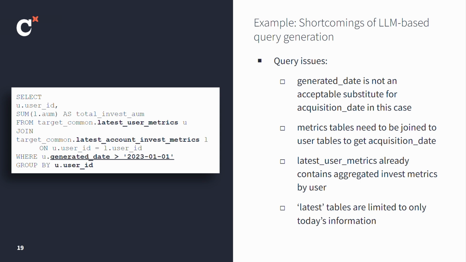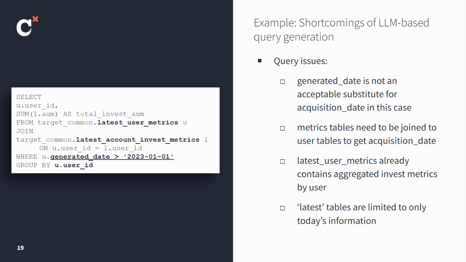So the first and most obvious issue is that this query would return invest AUM for all users, not just users acquired after the date that was asked for. And the reason for that is that this query is trying to subset with this where clause here on generated date, not acquisition date. Obviously generated date and acquisition date sound kind of similar, but they're very different concepts, and you'll get very different answers depending on which one you use. And in this case, one of them is clearly incorrect given the question that was asked.